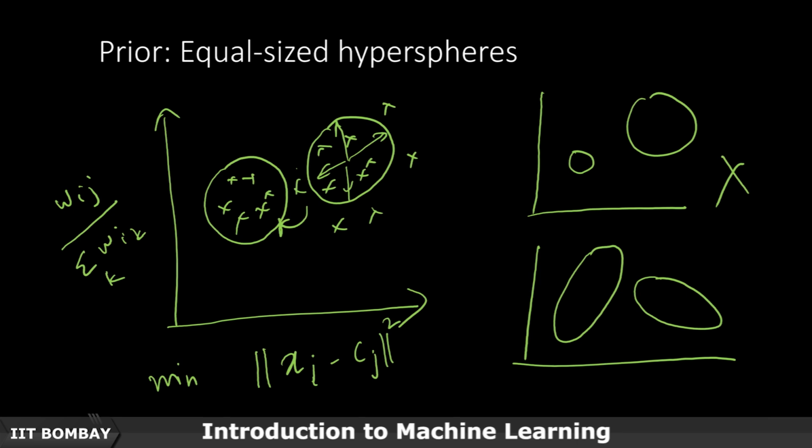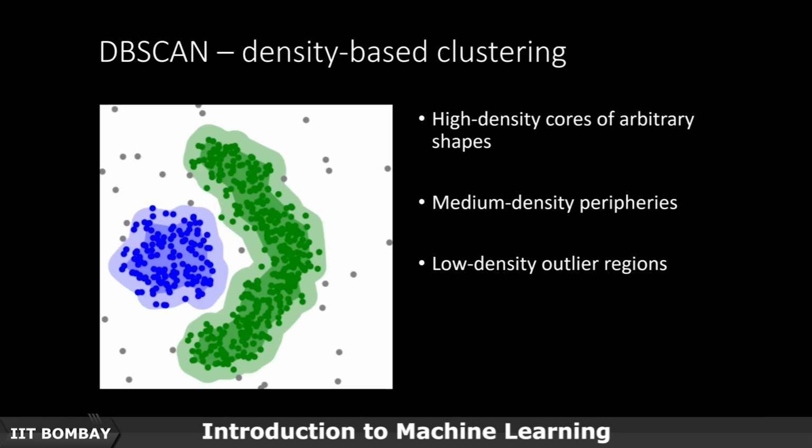So there is an alternative set of approaches called density based clustering. An example to motivate that would be the following. If you look at the blue points and the green points on the screen, you can see that they don't form hyperspheres of equal size, they don't form circles of equal size.